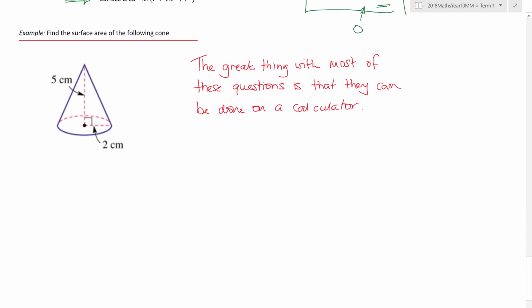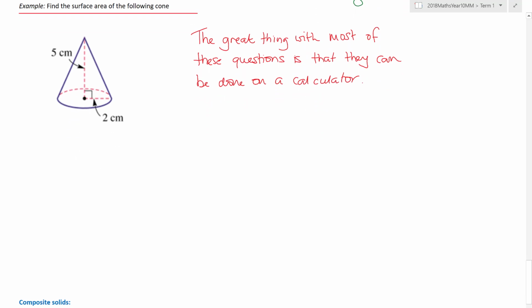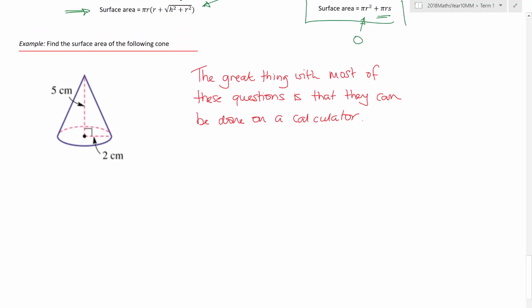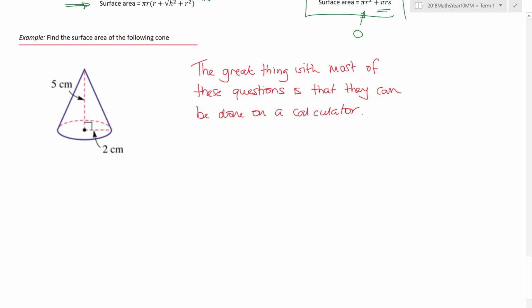So here's an example, finding the surface area of the following cone. They did not give me the slant height. Oh, evil. So the first thing I'm going to need to do is write down that surface area is equal to pi times r, brackets r, plus the square root of h squared plus r squared, close bracket. What is my value of my radius? It's 2 centimeters. And what is the value of height? It is 5. So I'm just going to put those numbers in.